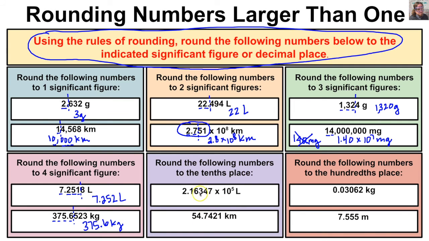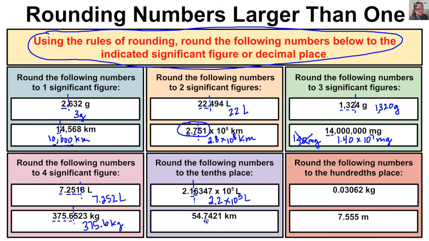Let's take a look right here. Round the following numbers to the 10th place. So where is the 10th place? Here is the 10th place right here. And so what we have to do is look 1 past our 10th place, and we'll see that it is a 6. Our 6 here is going to raise this 1 up to a 2 for 2.2 times 10 to the 5th liters.